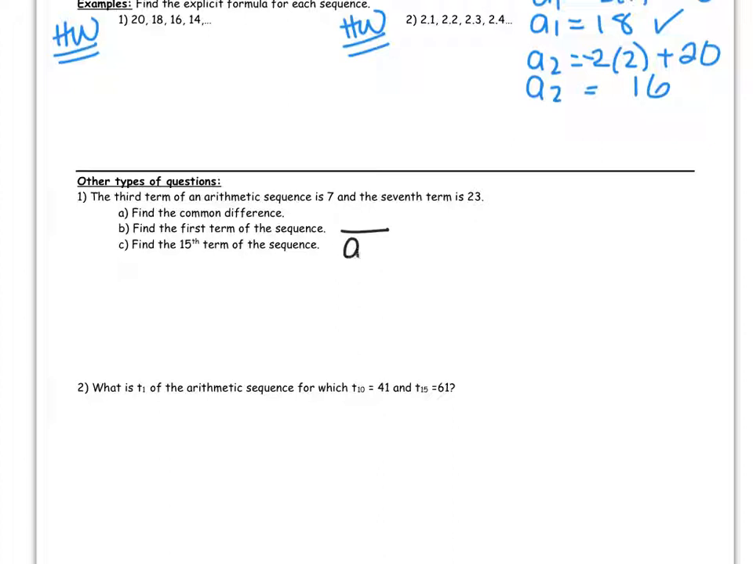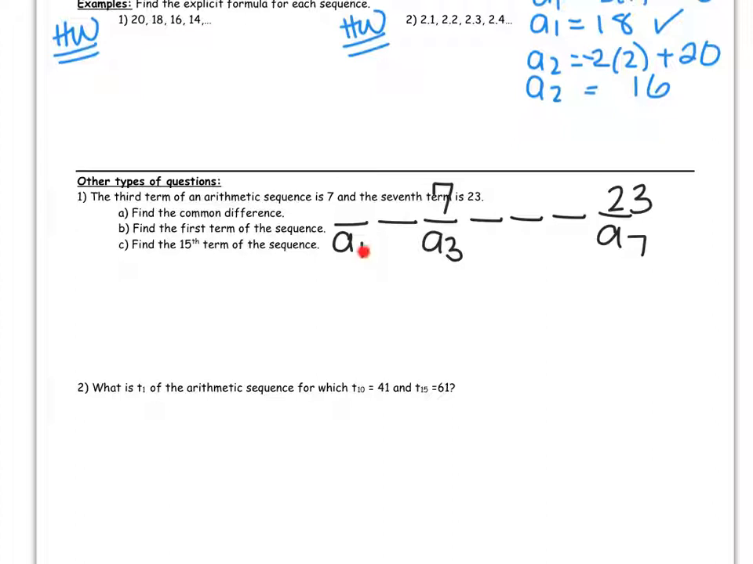This is my seventh term, so we'll call this a sub 7. Oh, excuse me. We won't say a sub 7. It says here, the third term of the sequence is 7. So we'll say a sub 1, a sub 2, a sub 3, and we'll say this one is a sub 7. So I know this is 23, and I know the third term of the sequence is 7. The question asks us to find first the common difference, then the first term, and then use that formula maybe to find the 15th term.